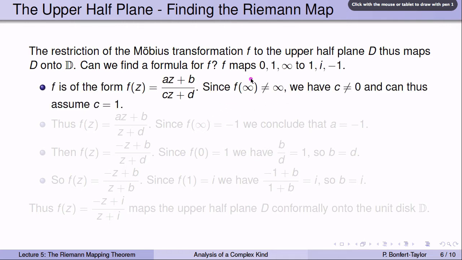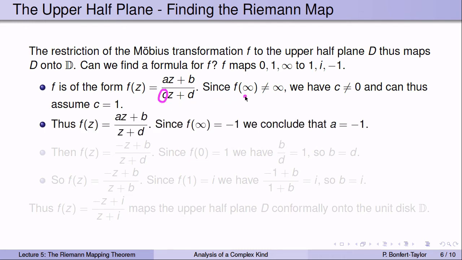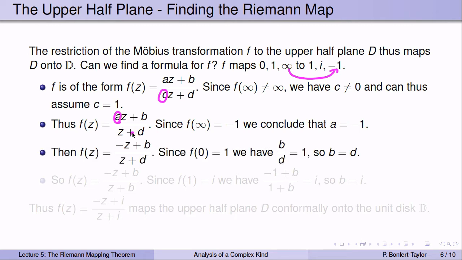F is to map 0 to 1, 1 to I, and infinity to -1. F is a Mobius transformation. It has to be of the form (AZ + B) over (CZ + D). Since F does not map infinity to infinity, we know that this number C is not equal to 0. And therefore, we can assume it is equal to 1. So F has the form (AZ + B) over (Z + D). Since F does map infinity to -1, we need A to be -1. Therefore, F is of the form (-Z + B) over (Z + D).